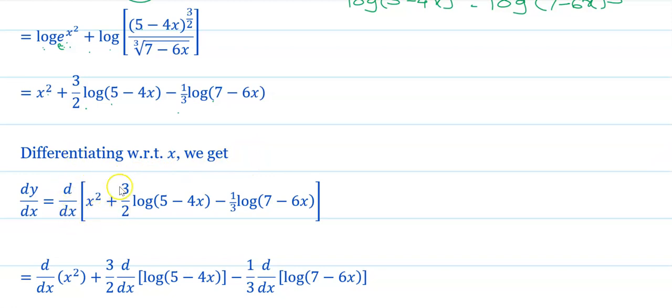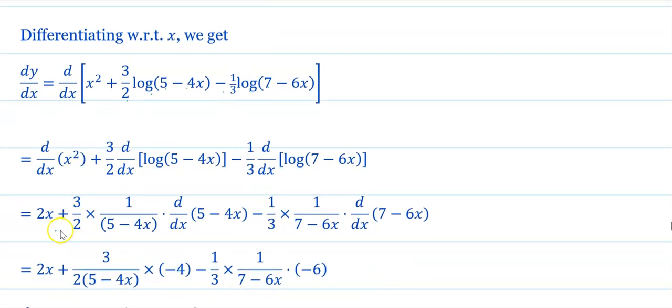d/dx of x square plus 3/2 log of (5 minus 4x) minus 1/3 log of (7 minus 3x). What about the derivative of x square? It is 2x. d/dx of log of (5 minus 4x) is 1 upon (5 minus 4x) into d/dx of (5 minus 4x), because it is a composite. Minus 1/3 d/dx of log of (7 minus 6x) is 1 upon (7 minus 6x) into d/dx of (7 minus 6x).